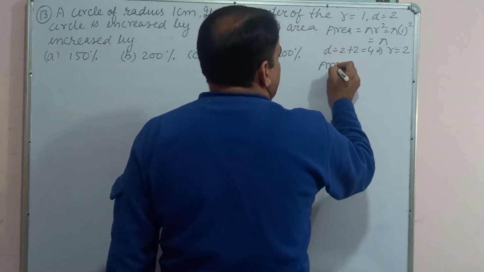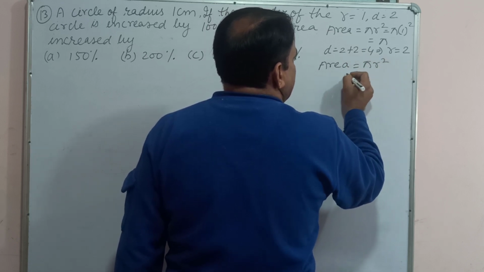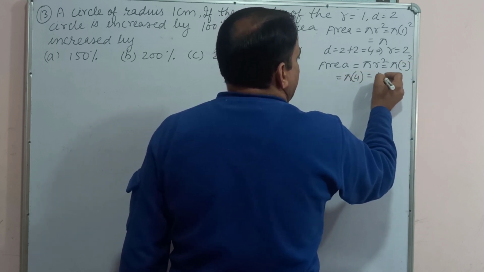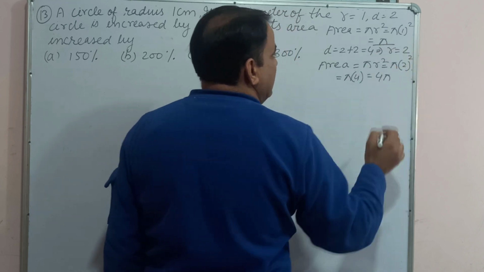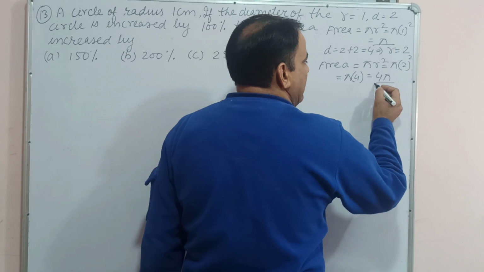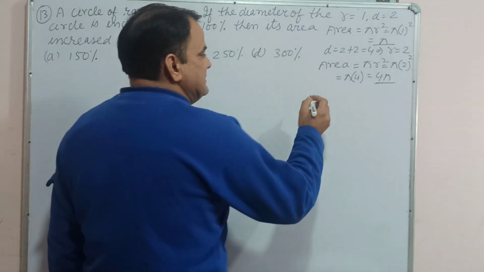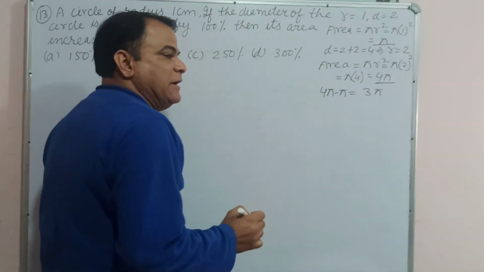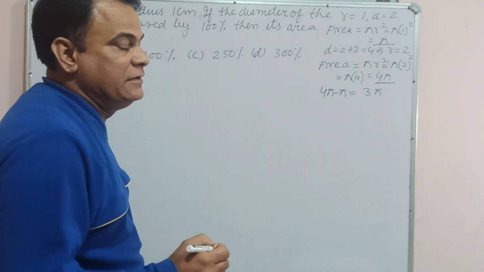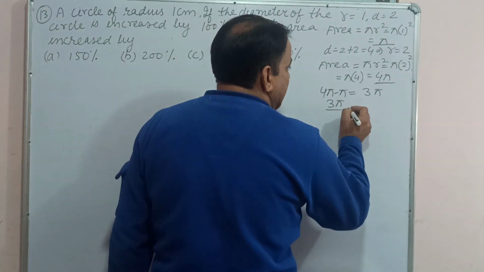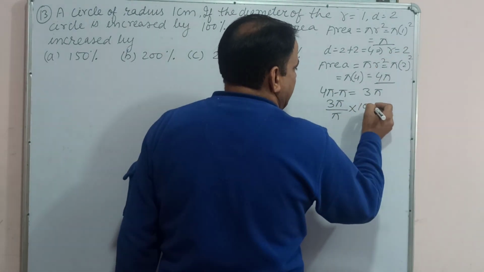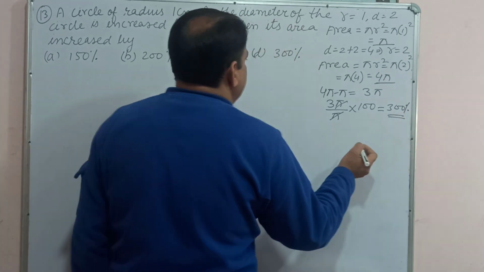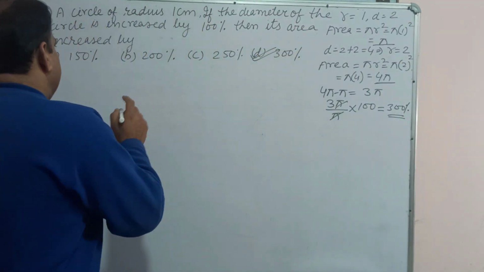Now area equals pi r square, pi times 2 square, that is 4 pi. Originally we had area equal to pi, now the area equals 4 pi. Increased area is 4 pi minus pi, that is 3 pi. The area increased by 3 pi, and we have to find the percentage of increase, that is increase divided by the original value, pi, multiplied by 100. Cancelling pi, we get 300. So our area will increase by 300%, not by any other.